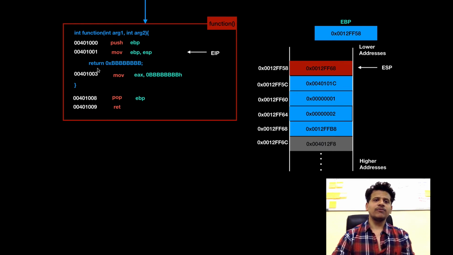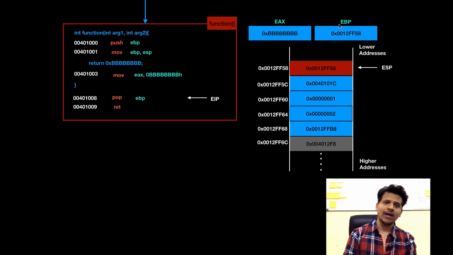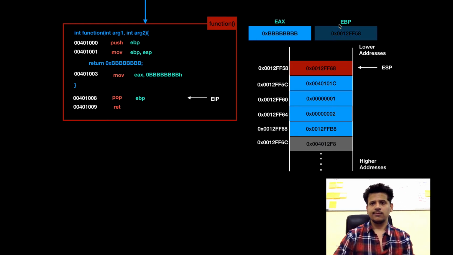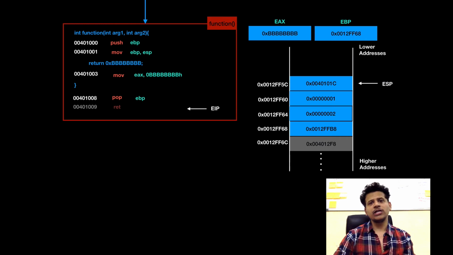The next C statement is the function returning with b. For that, we will move b into the EAX. That got moved into the EAX. The next C statement is the function ending here. For that, we will take the value pointed to by the ESP and put that into the EBP to give main its own stack frame pointer back. That got done. Next, the function is returning here.